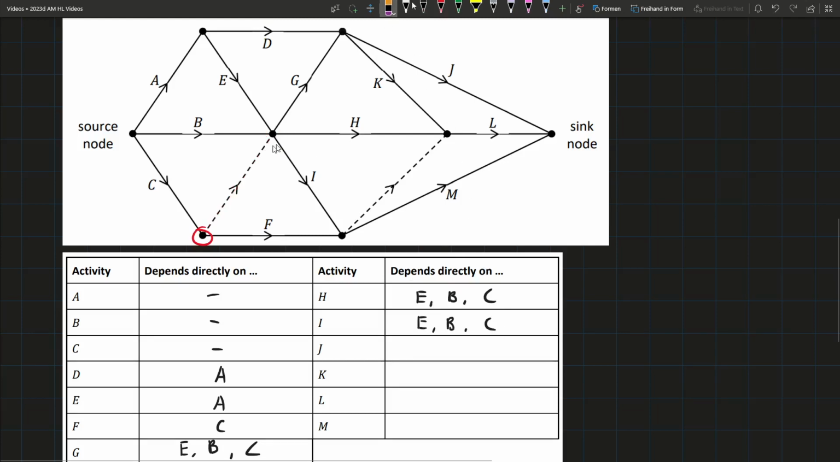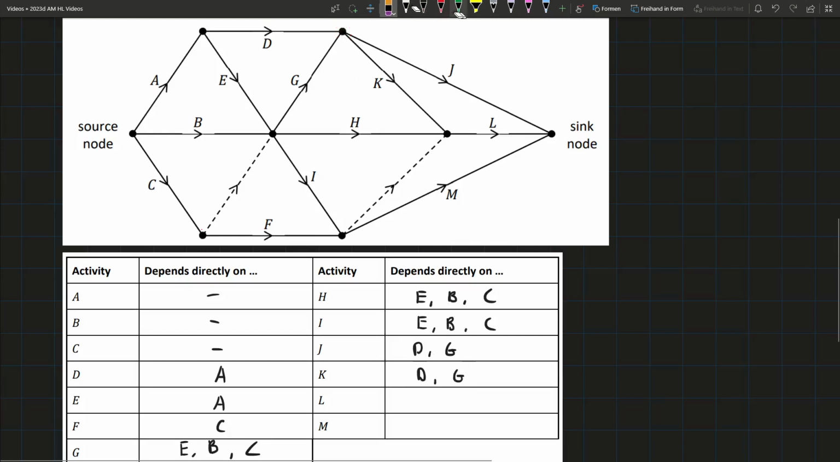And now we're done with all those, so I'll rub this out. For J, J is just coming out of this node here, and in order to reach this node, D and G have to be done. So we'll write D and G. For K, it comes out of that same node, so it's the same, D and G.